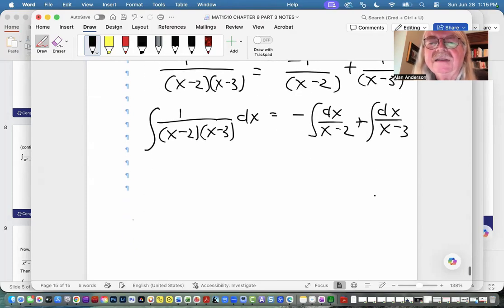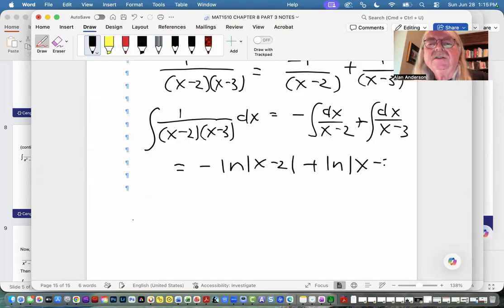And guess what that means? You've got minus log x minus 2 plus log x minus 3 plus c. Oh my God. So that's why we go through this.